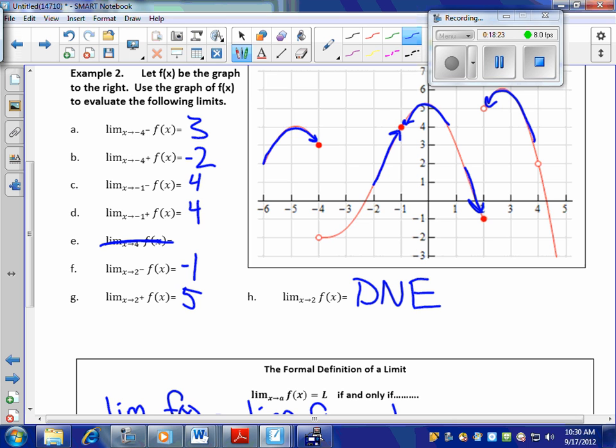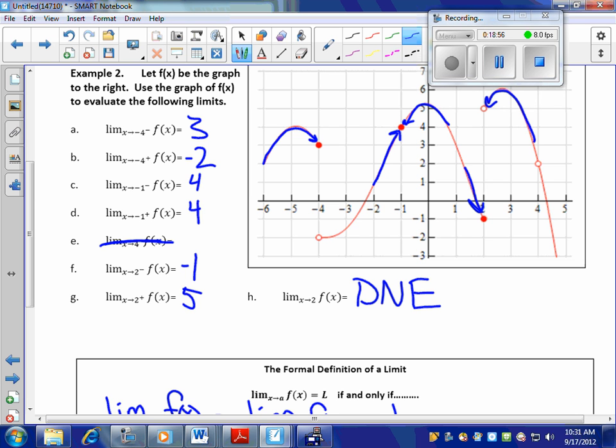Okay, so as you look back up, as x approaches -4, I'm not asking right or left hand, does the limit exist as x approaches -4? No. Does the limit exist as x approaches -1? Yes. Does the limit exist as x approaches positive 2? No. Does the limit exist as x approaches 4? Yes. What is the limit as x approaches 4? 2. Hold on. If I plug in 4 to that function, do I get a value of 2?